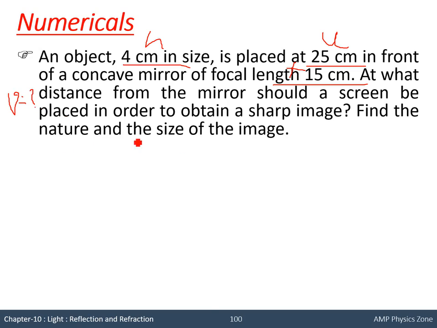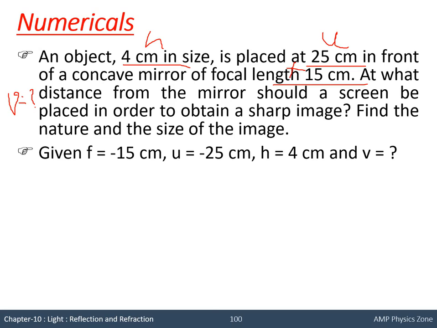Find the nature and size of the image. As we have done in the previous sum, the same we have to do in this also. H dash we have to find, v we have to find, and from that we can say the nature of the image. Okay, so first we need to write the given data. As a concave mirror is there, focal length will be negative, object distance will always be negative, height of object always positive. So v and h dash we need to find.